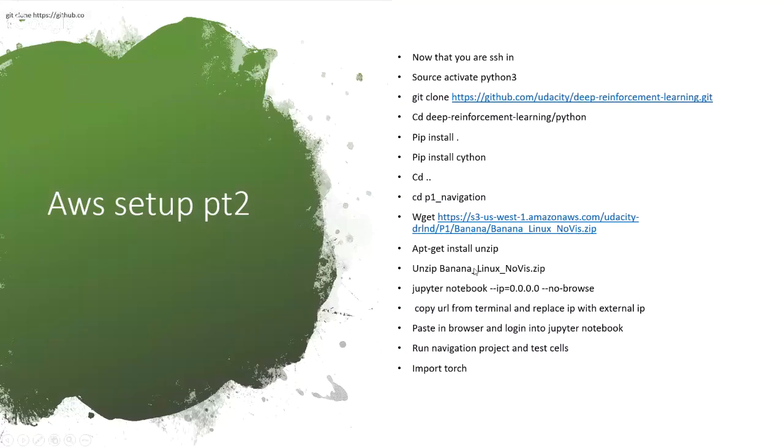Then unzip the file. Then run Jupyter Notebook, copy the URL from the terminal, replace it with the external IP of the instance, paste it in the browser and log into the Jupyter Notebook, run the navigation project and test cells, and then import. Now, I probably recommend training on this, but doing your code on your local PC if you can. But if you're running an instance or whatever, that's up to you.